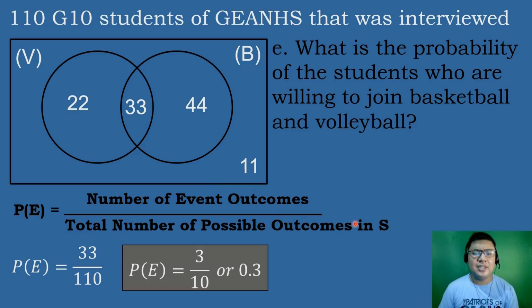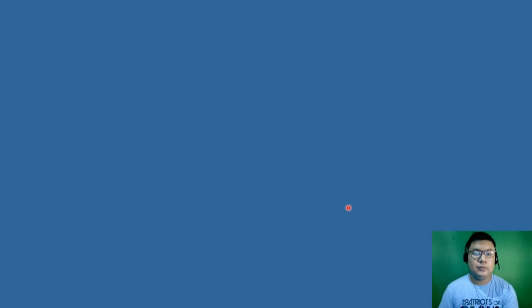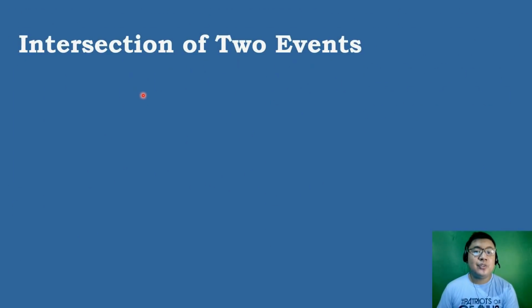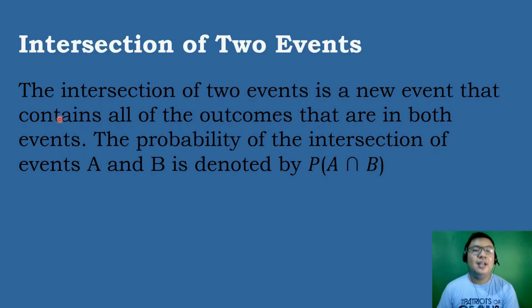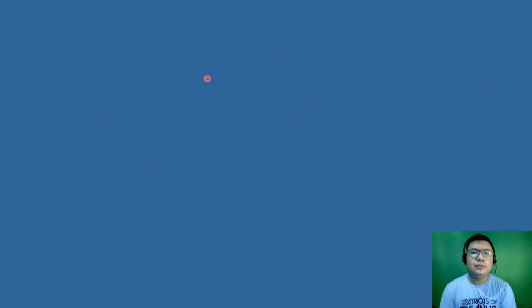Now, what is the intersection of two events? The intersection of two events is a new event that contains all of the outcomes that are in both events, and the probability of the intersection of events A and B is denoted by probability of A intersection B.